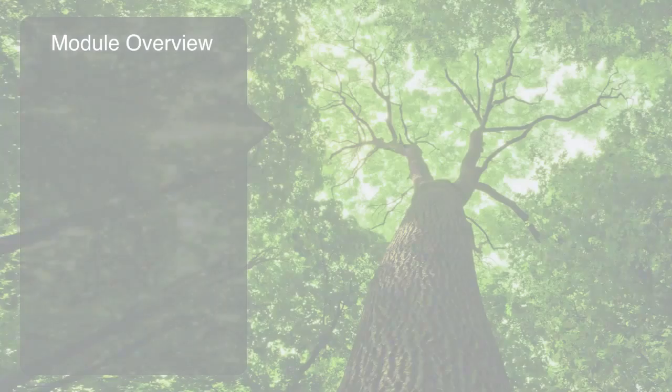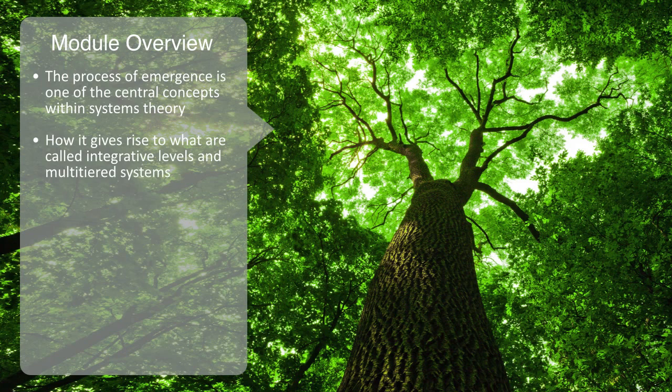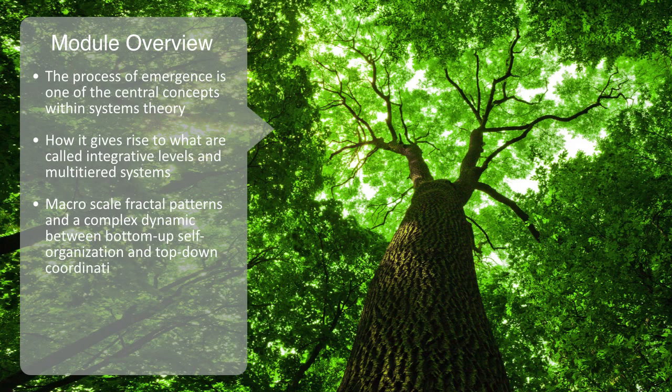In this module, we'll be looking at the process of emergence that is one of the central concepts in systems theory. We'll firstly define what we mean when we use this term. We'll talk about how it gives rise to what are called integrative levels and multi-tiered systems that have distinct, irreducible levels to them. We'll look at how this process of emergence can lead to macro-scale, fractal patterns of organization as a complex dynamic between bottom-up self-organization and top-down coordination develops. The main learning objective of this module will be to understand how emergence creates a macro-scale, multi-tiered architecture to our engineered environment.